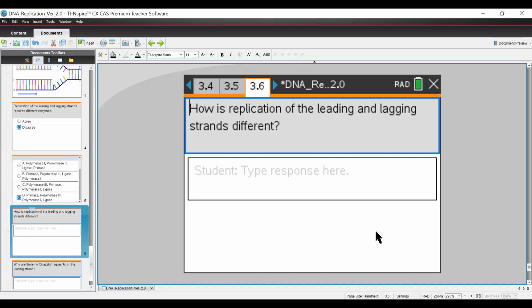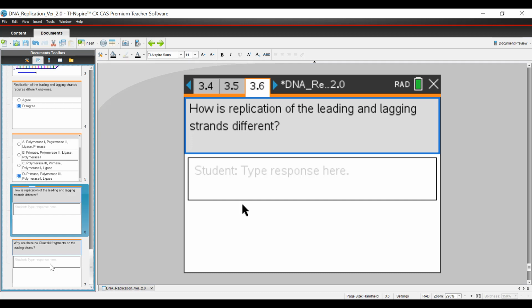And again, those enzymes we talked about before are primase, which adds the RNA primer, polymerase 1, which takes that primer out and puts in a DNA nucleotide to fill that hole, and then ligase to seal up the gaps between the different Okazaki fragments. So those are the big differences.